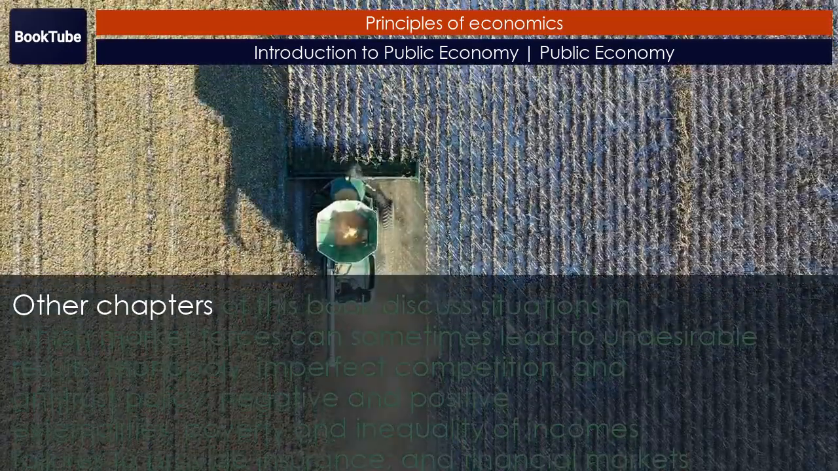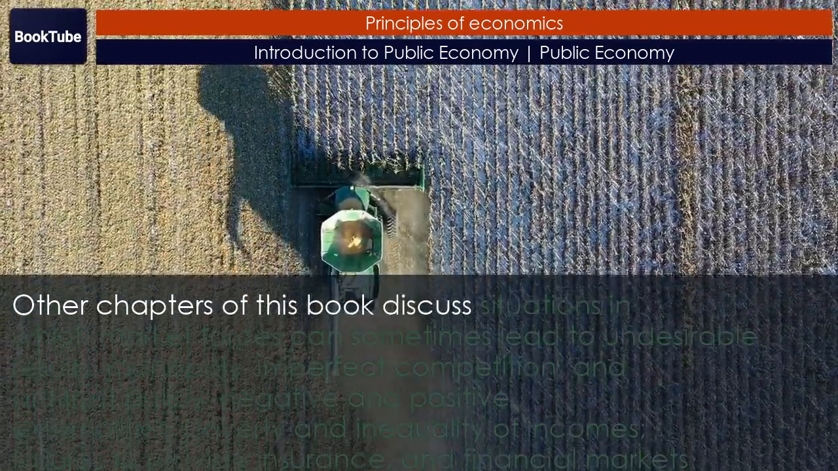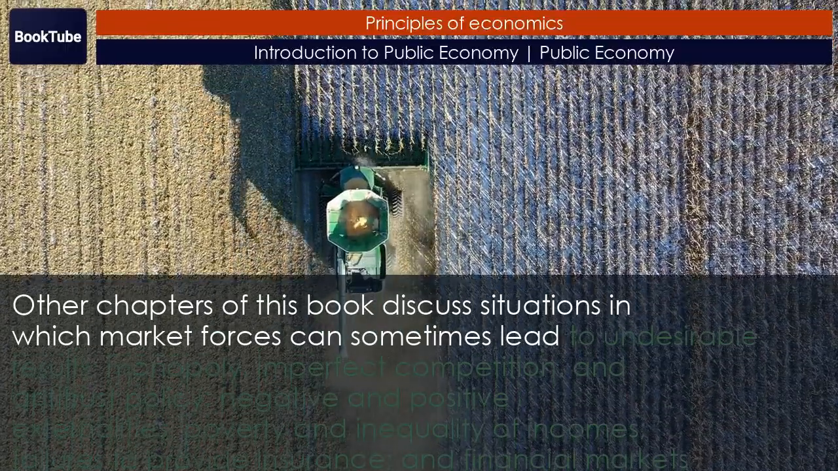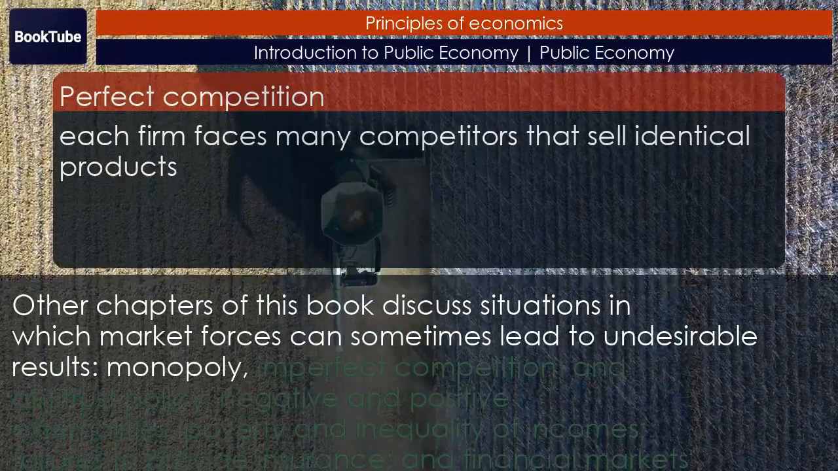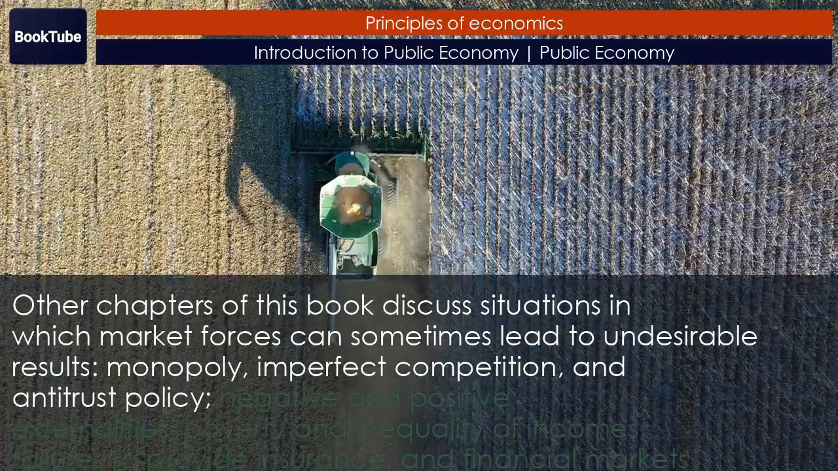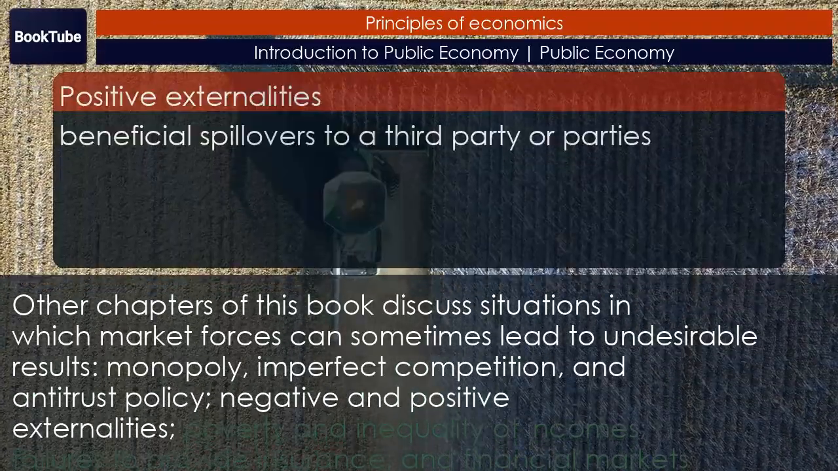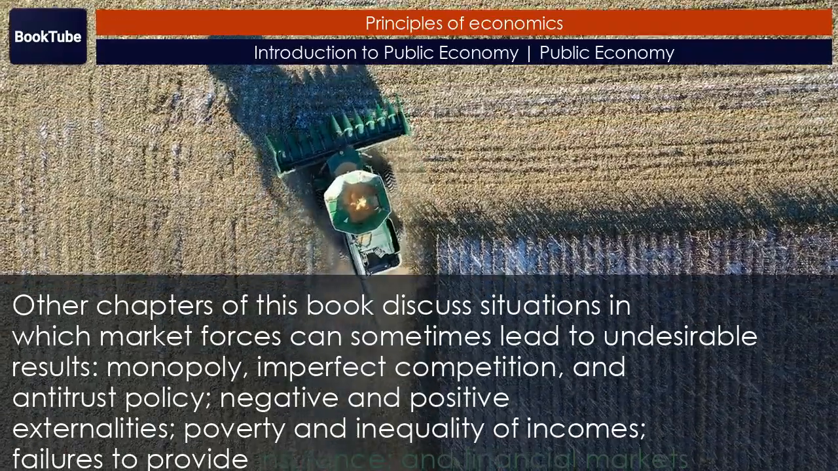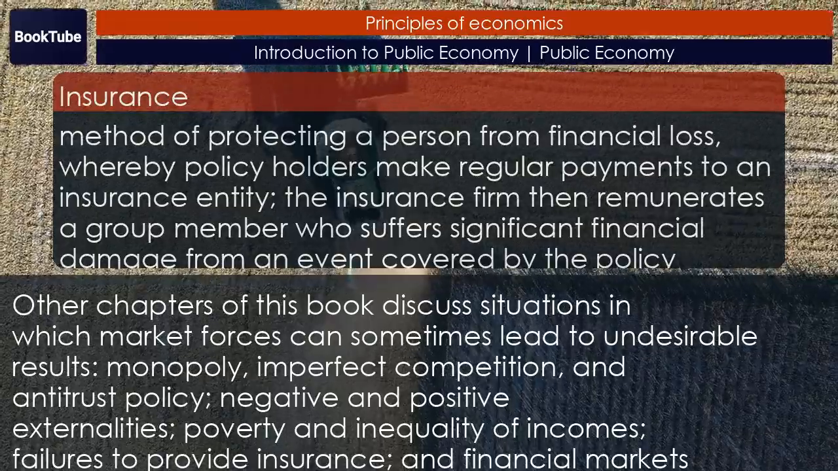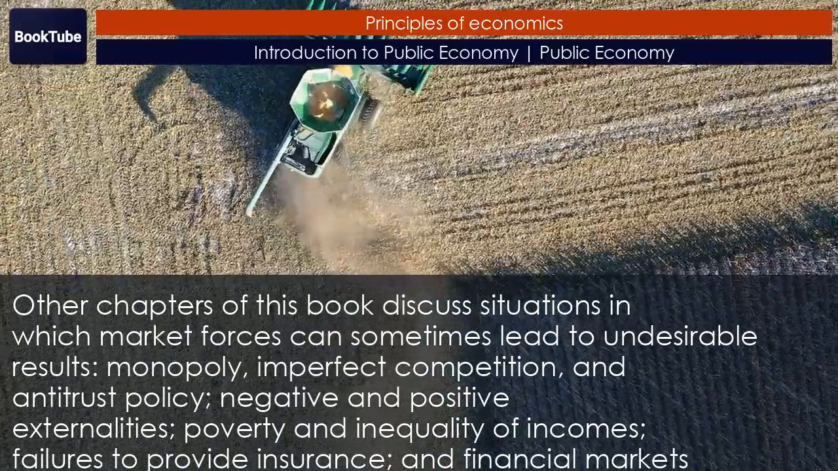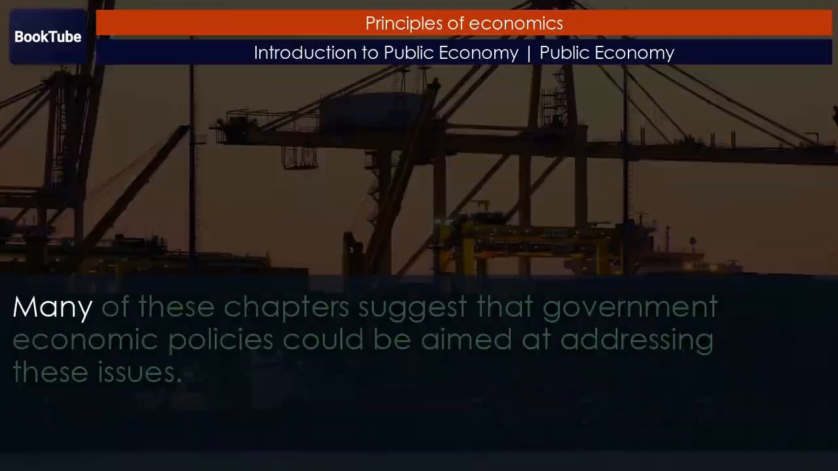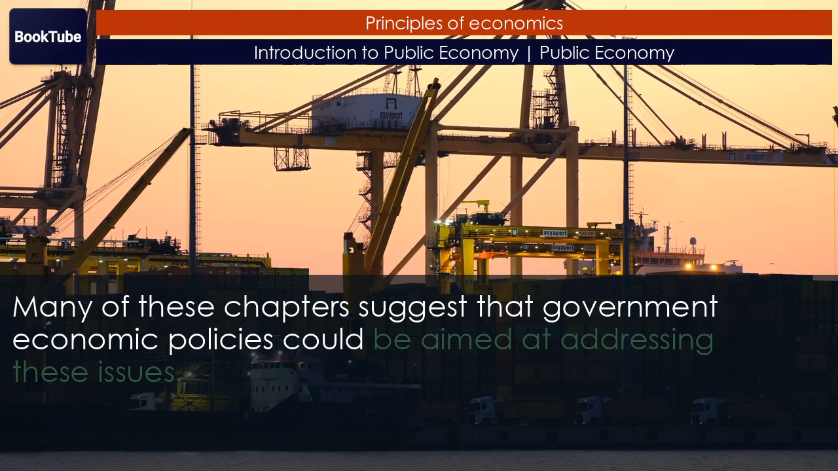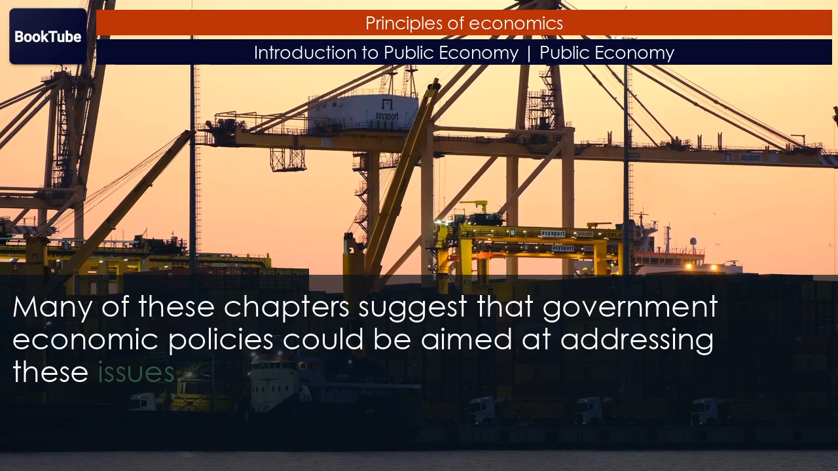Other chapters of this book discuss situations in which market forces can sometimes lead to undesirable results: monopoly, imperfect competition, and antitrust policy, negative and positive externalities, poverty and inequality of incomes, failures to provide insurance, and financial markets that may go from boom to bust. Many of these chapters suggest that government economic policies could be aimed at addressing these issues.